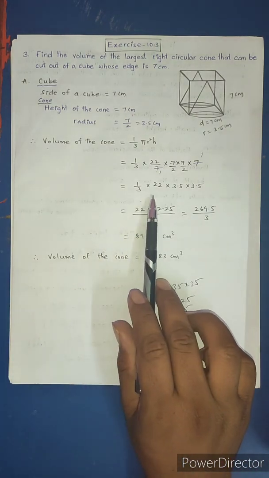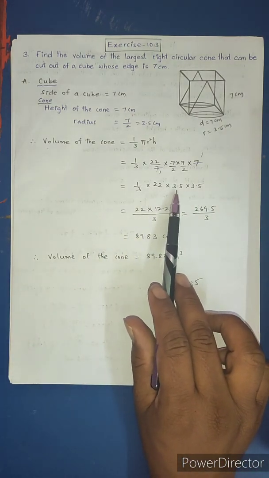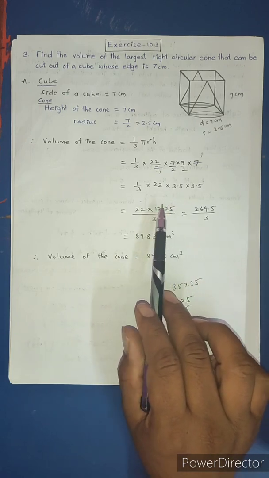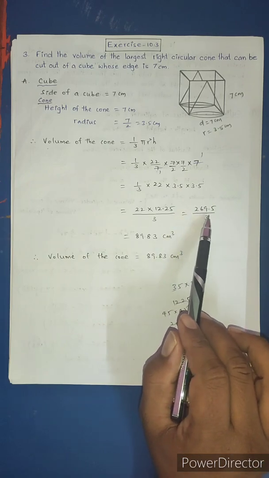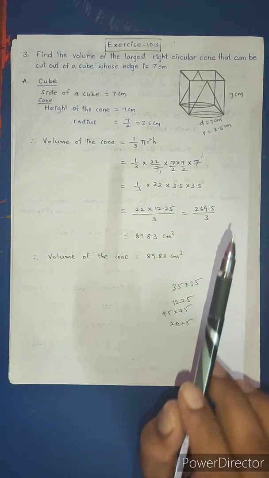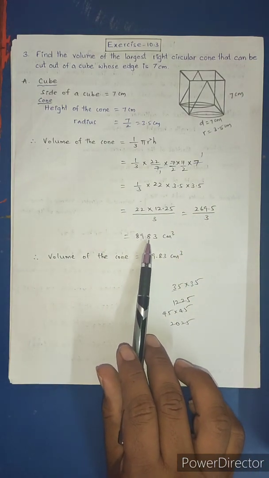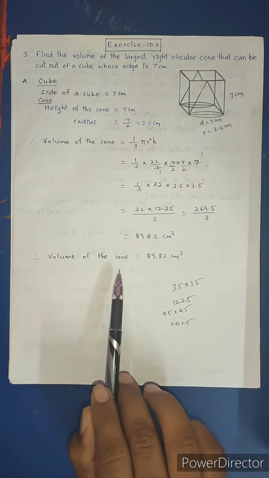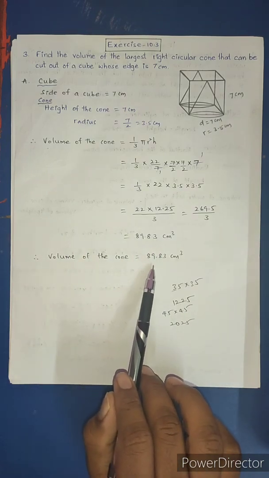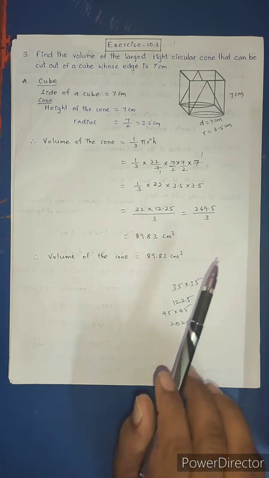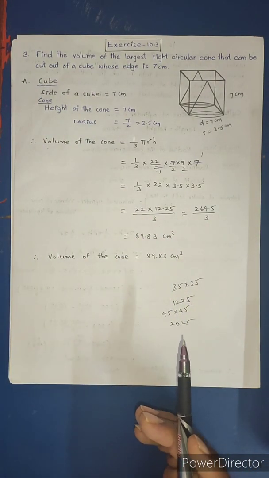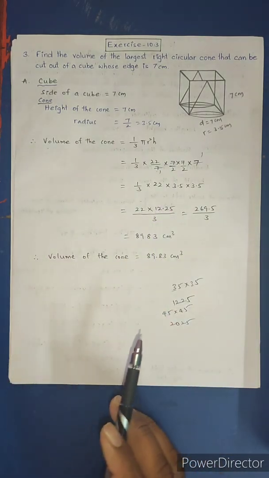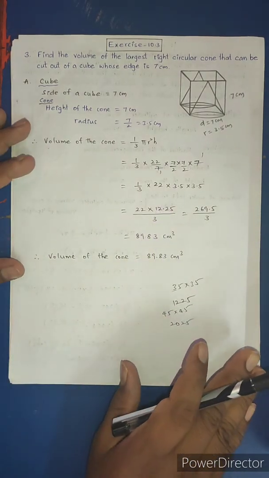Like we can find easily for just tricks. Okay. 22 into 3.5 into 3.5. 3 4s are 12.25. 22 by 3. The product of these two numbers 269.5 by 3. Then we can get 89.83. Volume of the cone is equal to 89.83 centimeter cube. Asked to find the volume of the largest cone from the edge of 7 centimeter cube.